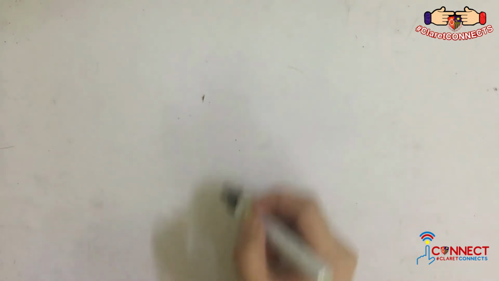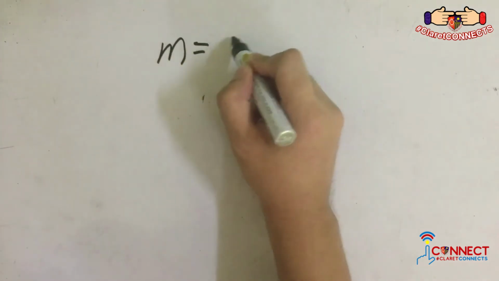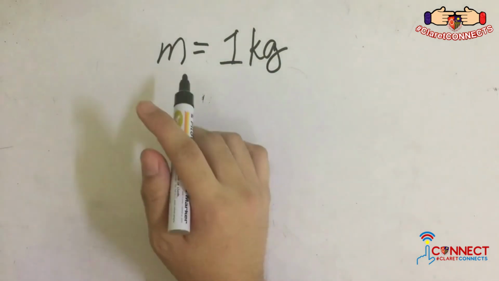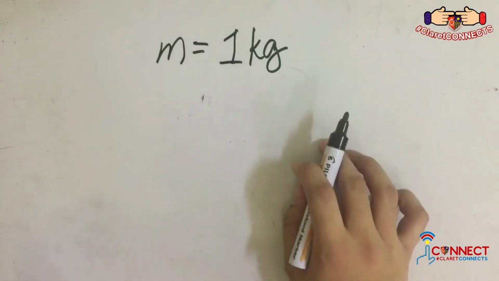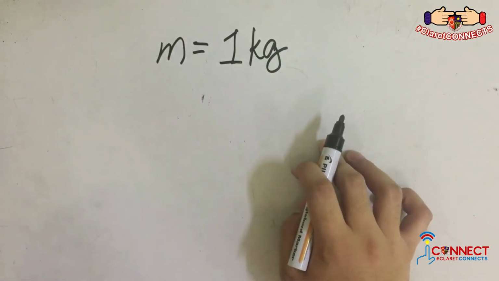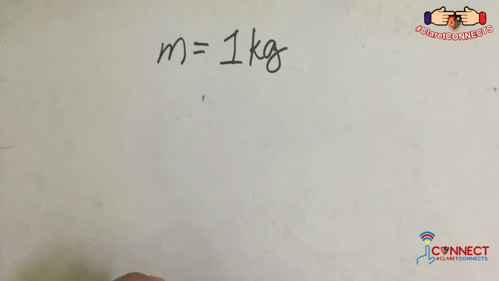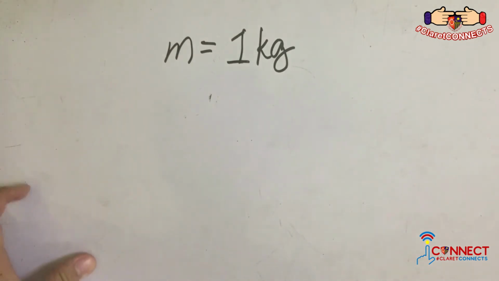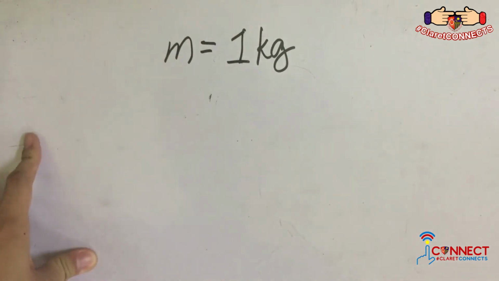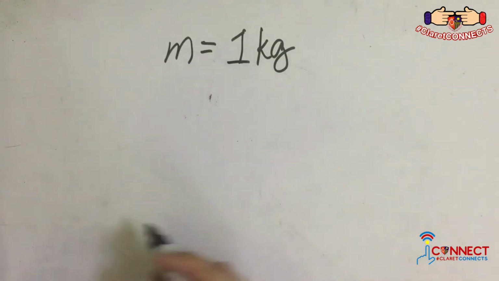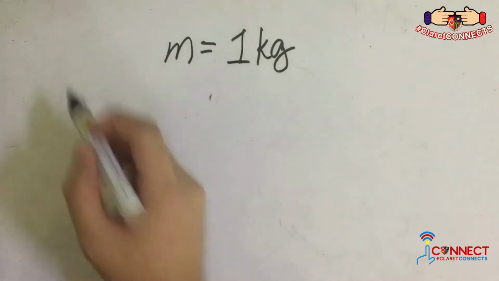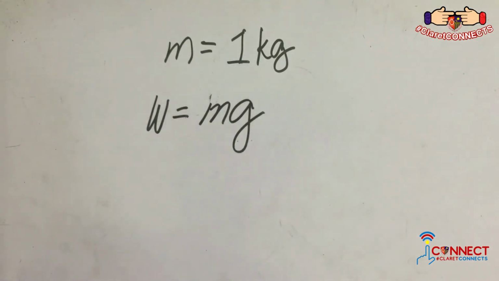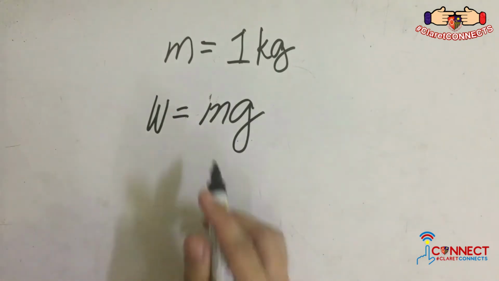Assuming an object, a flower vase, has a mass of 1 kilogram, how do we say that the object lying on a surface has no net force acting on it, or how are the forces being balanced? Because it is in an inertial frame of reference. The weight of that object is equal to the mass times the acceleration due to gravity.